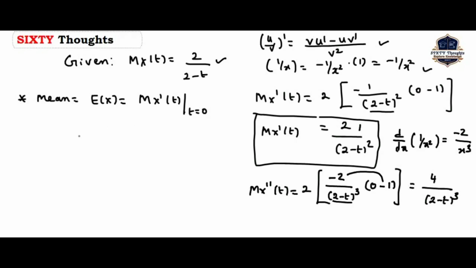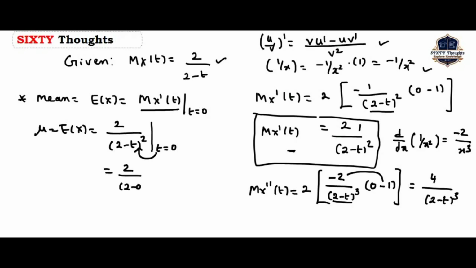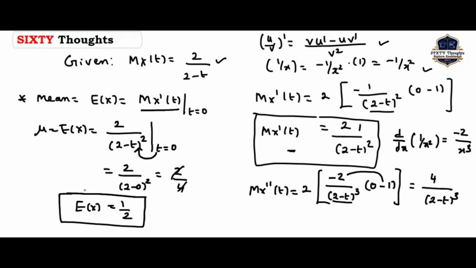Now we find the mean value, mu equals E of X, which is M_X'(t) with t equal to 0. So we get 2/(2 - t) squared, and substituting t equal to 0, we get 2/(2 - 0) squared, that is 2/4, which is 1/2. So the mean value, the expected value of X, equals 1/2.